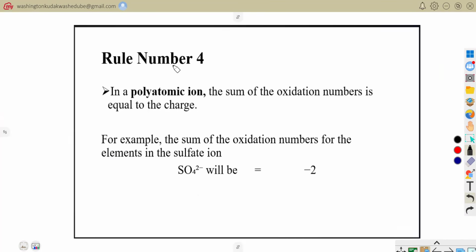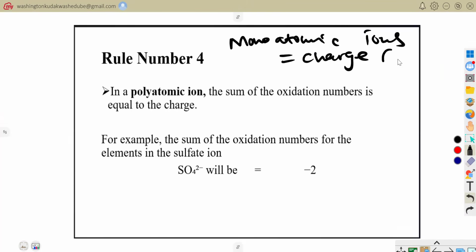Let's look at rule number 4. Now we are saying in a polyatomic ion, remember we have looked into monoatomic ions, where we say that the oxidation number is equal to the charge of each element. But now we are looking into poly, sorry.